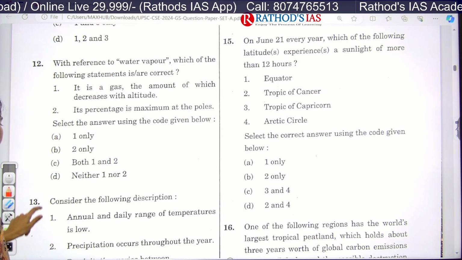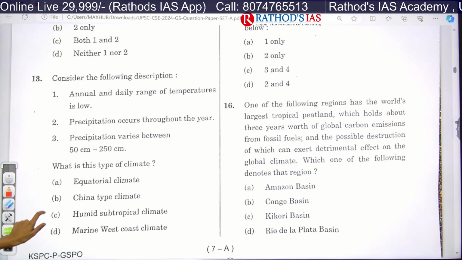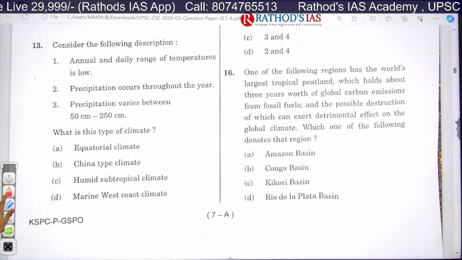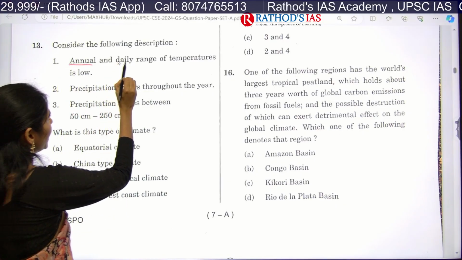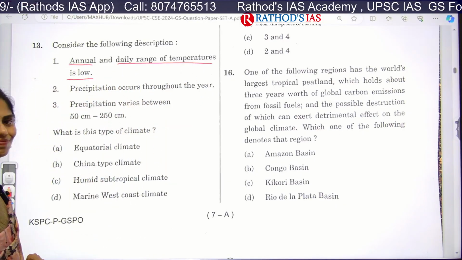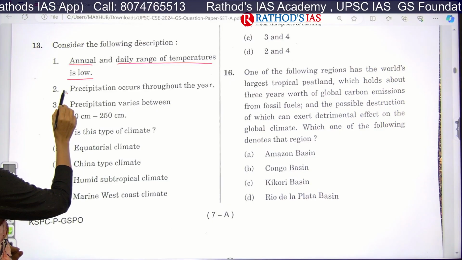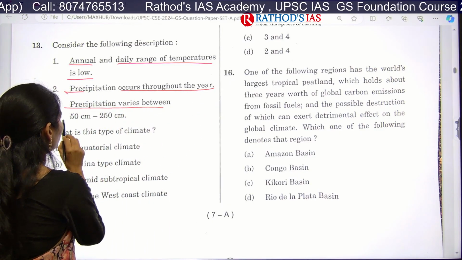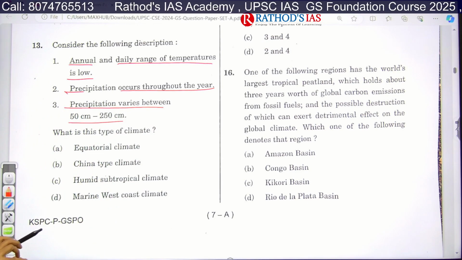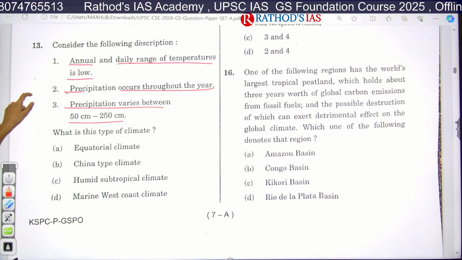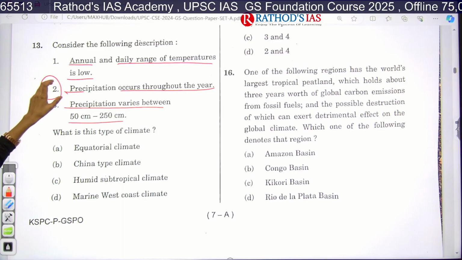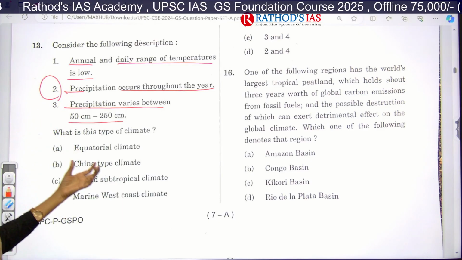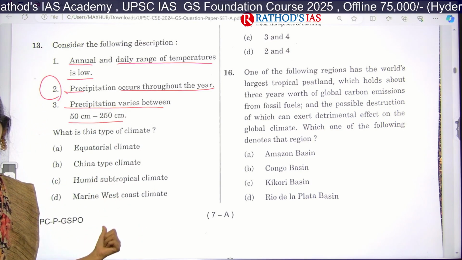Clear? And the next one is: consider the following description. The first one is annual and day range of temperature is low. The next one is precipitation occurs throughout the year. Precipitation varies from 50 to 250 centimeter. So here, by reading this second statement itself, everything will be clear and you will understand which type of climate it is talking about.